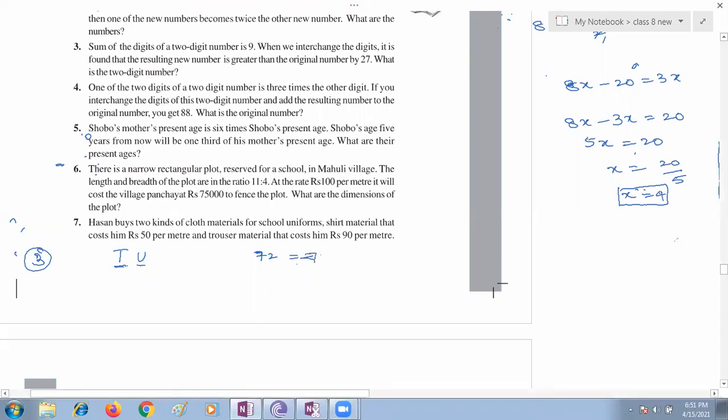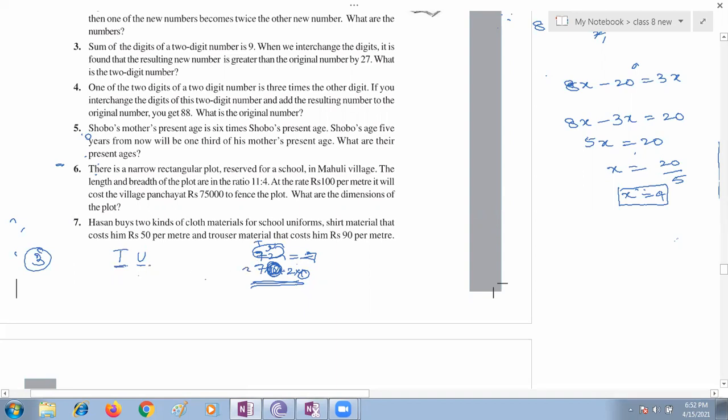72 is a two-digit number. That means units place, tens place. Generally, I take 72 as 7 into 10 plus 2 into 1. Yes or no, children? Yes, ma'am. Because tens place means you are multiplying with 10, and units place means you are multiplying with 1. Now, coming to our question: the sum of the digits in a two-digit number is 9.